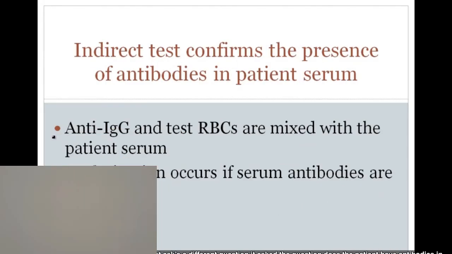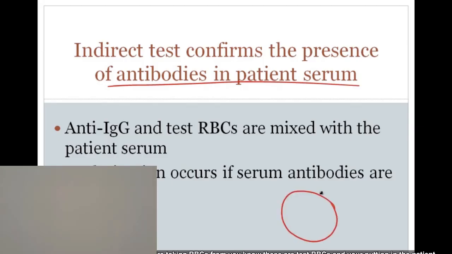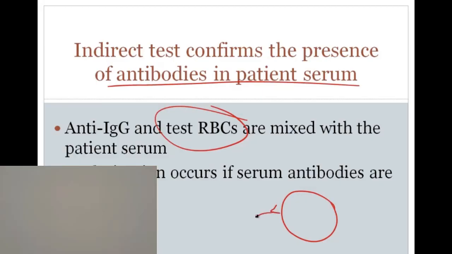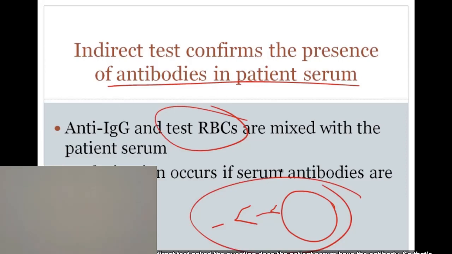The indirect Coombs test asks a different question. It asks the question, does the patient have antibodies in their serum? So now what you're doing is you're taking RBCs, these are test RBCs, and you're putting in the patient's serum and asking the question, are there these antibodies in the serum? If they are, they'll bind the RBCs, and you're going to add an anti-IgG antibody, which will then result in agglutination. So the direct test asks the question, do I have red blood cells that are already coated with antibody? And the indirect test asks the question, does the patient's serum have the antibody? So that's important to understand, that distinction.